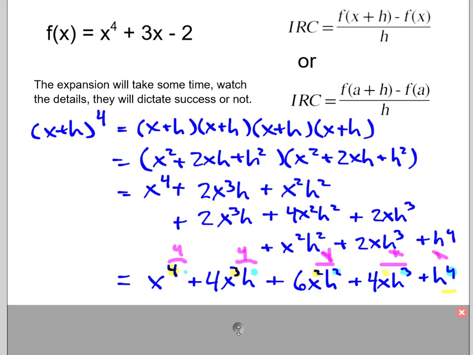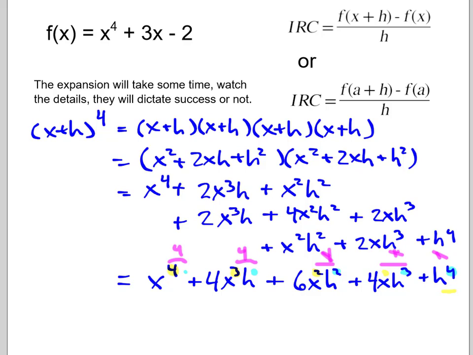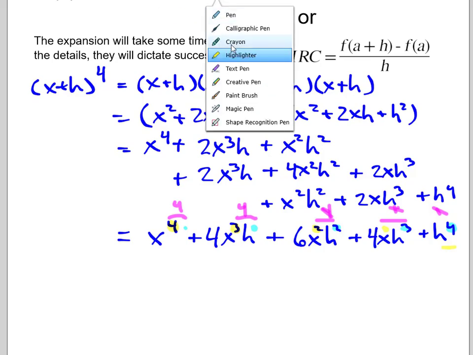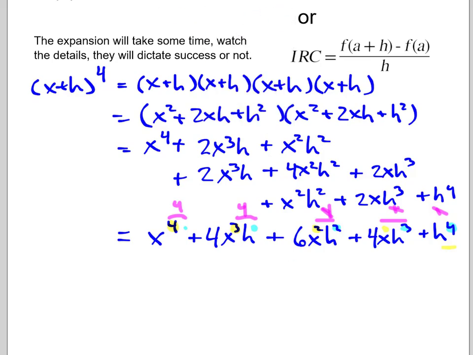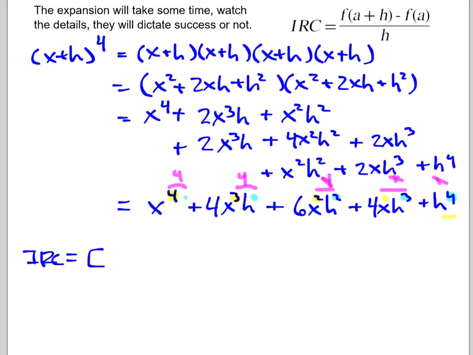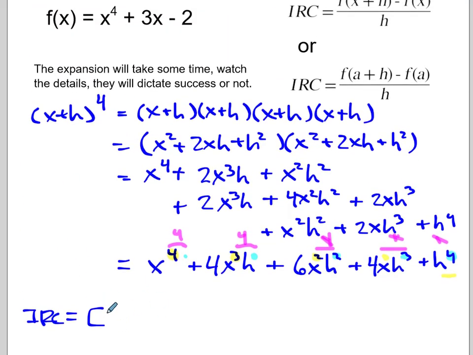So all of that work was just to get the first piece. So let's ditch the shade here and let's start putting some things in. So now our IRC, get back to my pen tool. Okay, so our IRC is going to be square bracket. Again, I really like square brackets. It makes it easy to see. Is x plus h to the fourth plus 3x plus h minus 2.